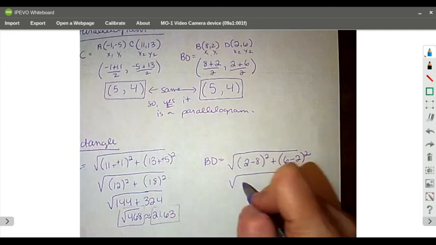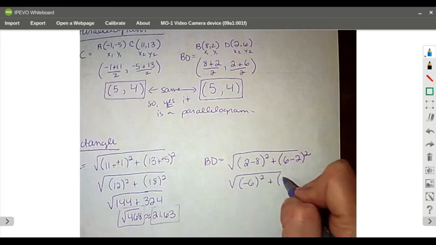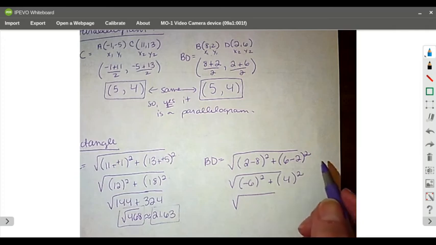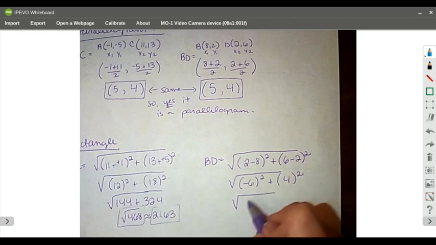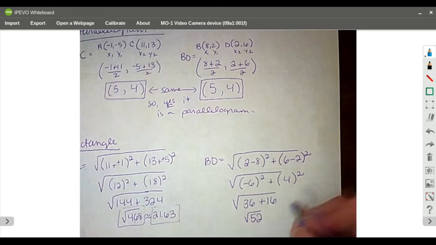So 2 minus 8 is negative 6. 6 minus 2 is 4. So I can already tell this one's not going to be a rectangle, but that's okay. So let's keep going. Negative 6 squared is 36 plus 16. It's going to be 52. See how the square root of 52 is obviously not going to be the same as the square root of 468. I will still figure out the square root of 52 though, just for you guys, about 7.21.